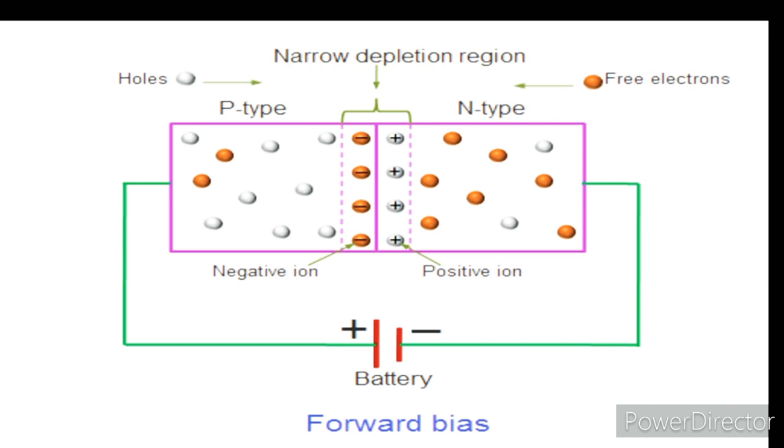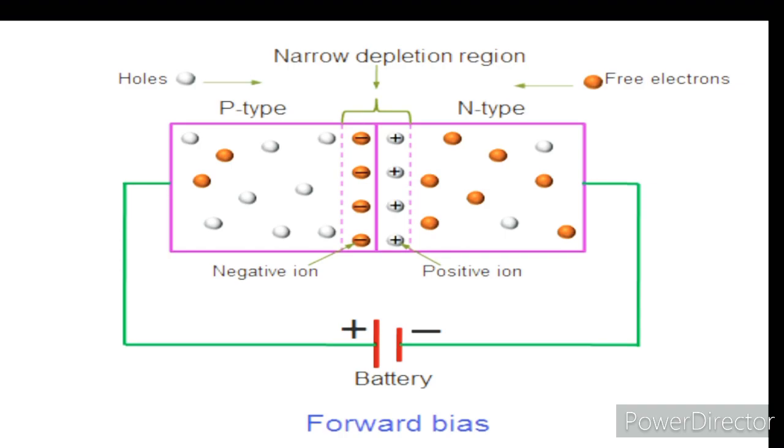When the battery voltage is equal to or greater than the barrier potential, the carriers change position from the P side to the N side and from the N side to the P side. This condition is known as the forward bias condition. In this condition, all the current flows from the P side to the N side. It means when the barrier potential is equal to the battery voltage, the diode will conduct.